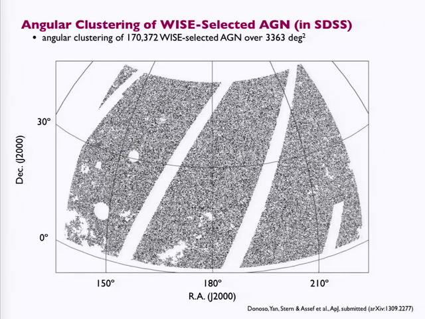And then a paper that just showed up on astro-ph today, led by former postdoc who was here, Emilio Donoso, Lynn, myself, and Roberto, looking at the clustering of WISE-selected AGN over thousands of square degrees of the Sloan survey field. So this is now a clustering analysis of nearly 200,000 WISE-selected AGN over nearly 3,500 square degrees.